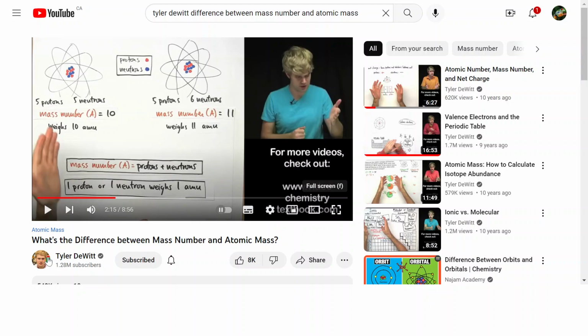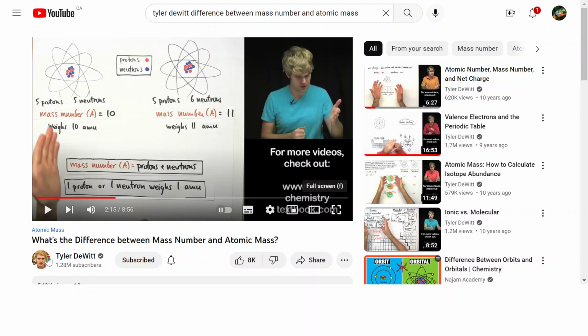You might notice that both of these atoms have the same number of protons in their nucleus. 5 protons here and 5 protons here. This means that they're the same element, right? Because the number of protons an atom has determines what kind of an element it is. So, we can look on the periodic table to find out what element these atoms are, and it turns out that they're boron, because boron up here has an atomic number of 5. 5 protons and you're boron. So, both of these atoms are different versions of boron.